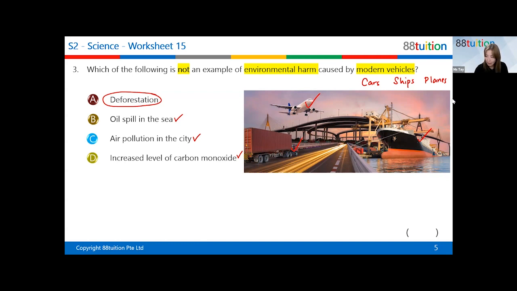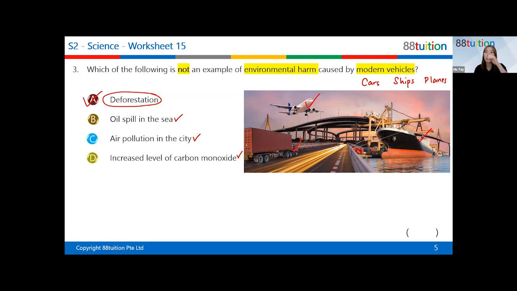So does it have anything to do with cars or ships or planes or trucks or any other vehicle that you are talking about? No. Because they can just use the axe to chop down the trees. They use fire to burn them down also. So this is not an example of the environmental harm from vehicles. Yu Yuan, no, you don't intentionally burn a car in order to burn the trees, I don't think that's very wise.